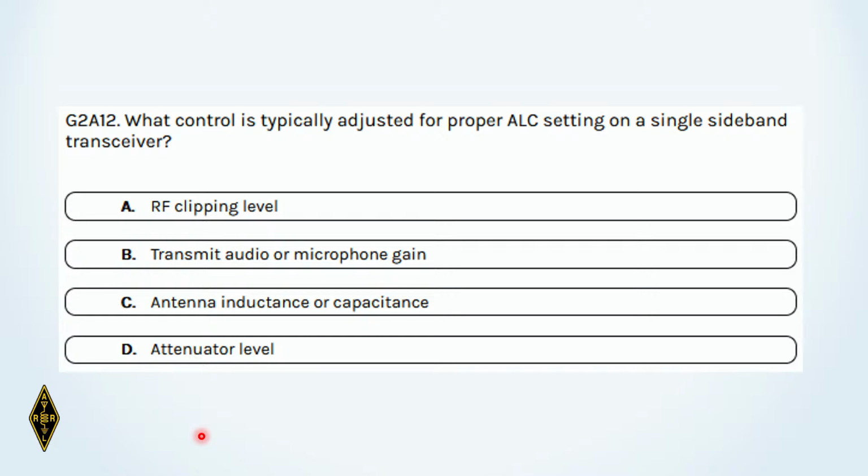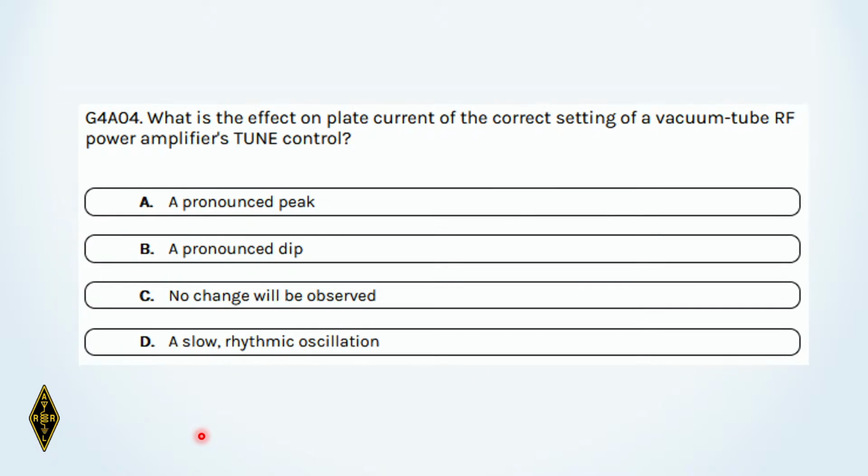Yeah, it involves the audio section. So transmit audio or microphone gain. If you turn those down, then the ALC will go down. And what is the effect on plate current of the correct setting of a vacuum tube RF power amplifier's tune control? What do you want?